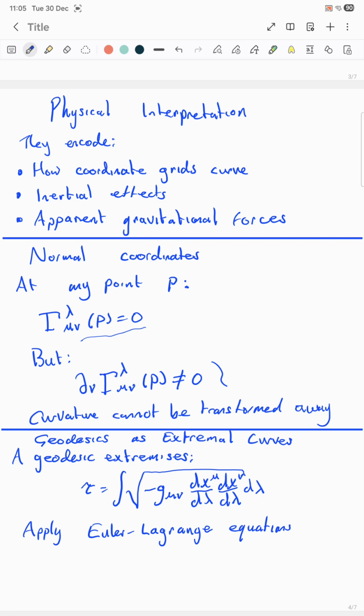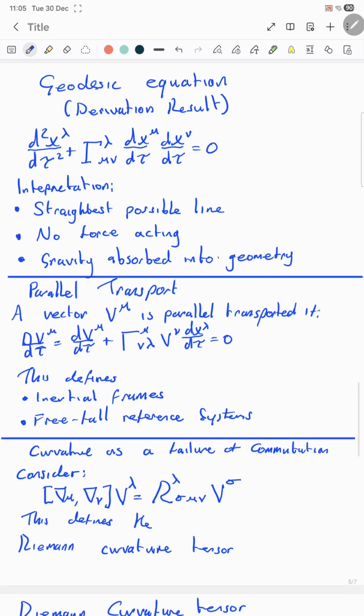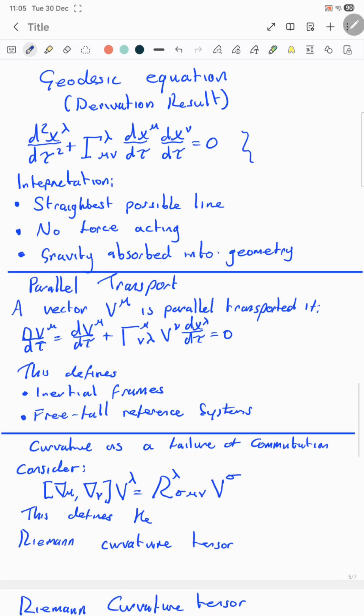Now, a geodesic has extremal curves. A geodesic extremum is this given here. Now, if we apply the Euler-Lagrange equations, we get the geodesic equation, and this will be the derivation results. Now, the interpretation is that this is the straightest possible line, and there's no force acting, and gravity is absorbed into the geometry. Now, parallel transport: a vector v^μ is parallel transported if this condition holds. Now, this defines inertial frames and free-fall reference systems.